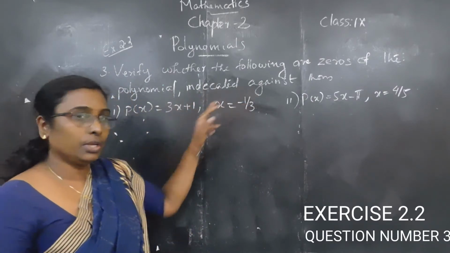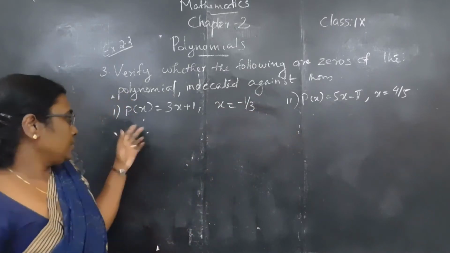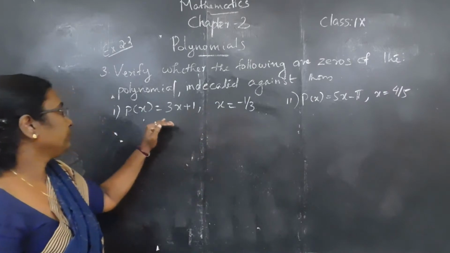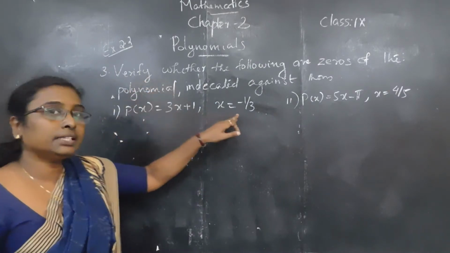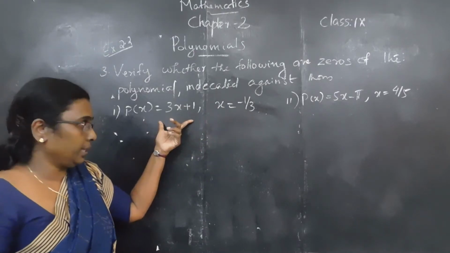Verify whether the following are zeros of the polynomial indicated against them. First one is p(x) = 3x + 1, x = -1/3. We have to check whether x = -1/3 is a zero of this polynomial.